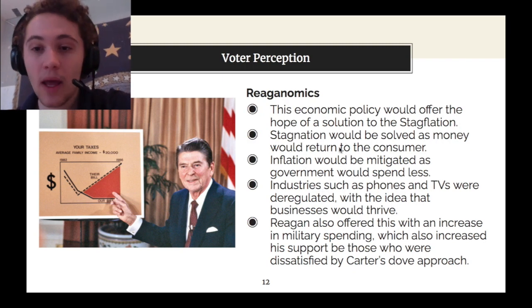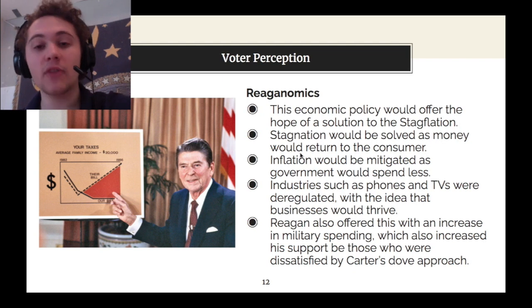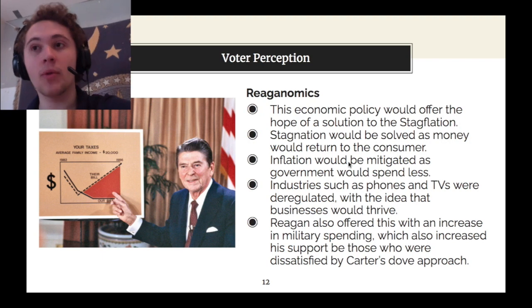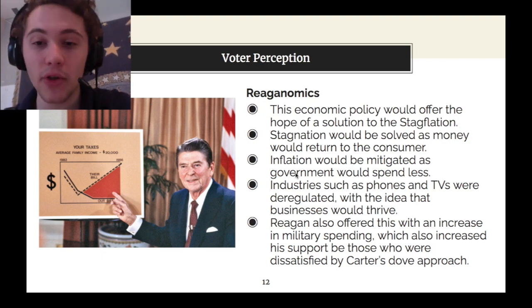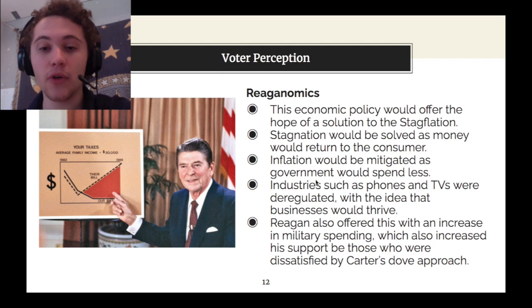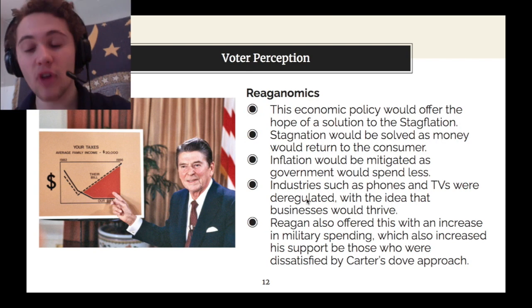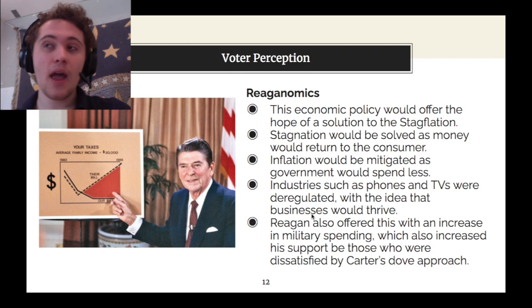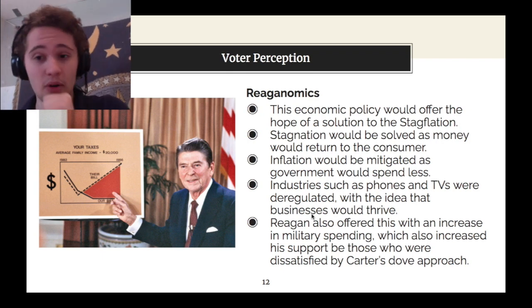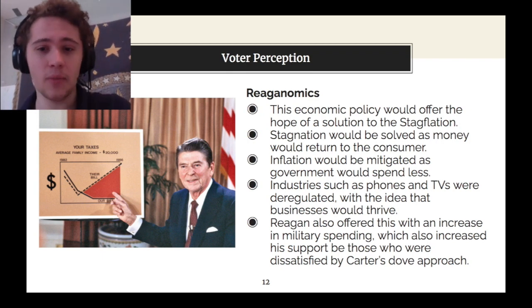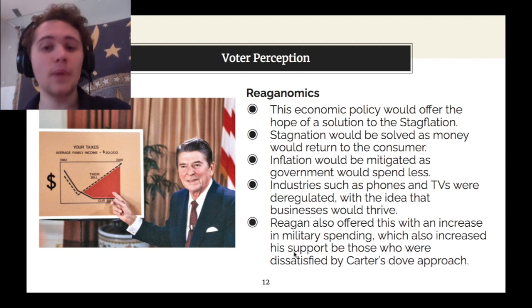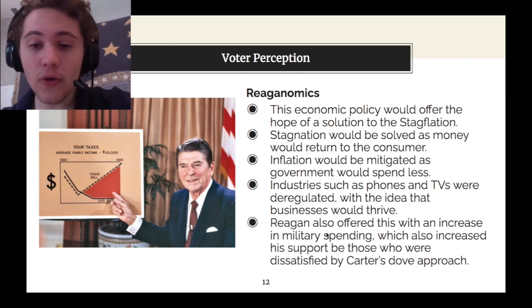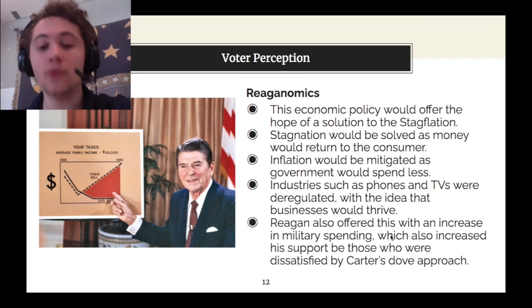And so, many experts would say that stagflation was solved by Reaganomics, as it would return money to the consumer, which would be able to use it to go back to their purchases. And so, inflation would furthermore be mitigated as governments would be spending less, and industries such as cell phones and TVs were deregulated. And so, with this deregulation, they could expand their businesses and operate more smoothly than before, which allowed businesses to thrive.